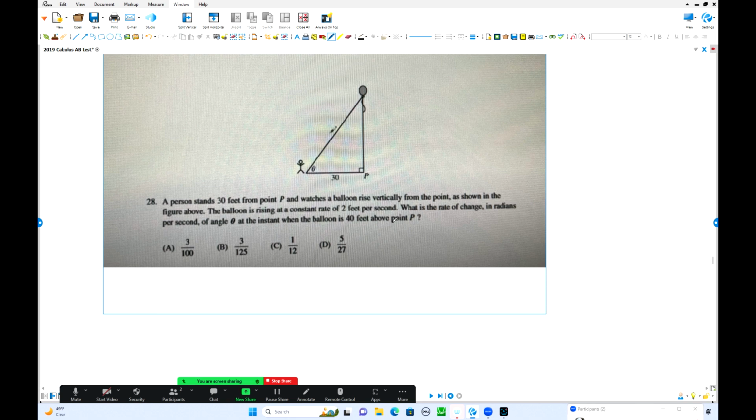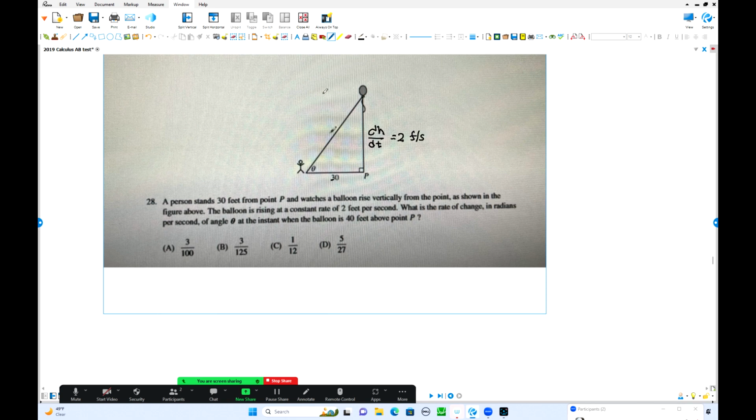All right, number 28. A person stands 30 feet from P and watches a balloon rise 30 feet vertically from the point, as shown in the figure above. The balloon is rising at a constant rate of 2 feet per second. That is, dh/dt is 2 feet per second.